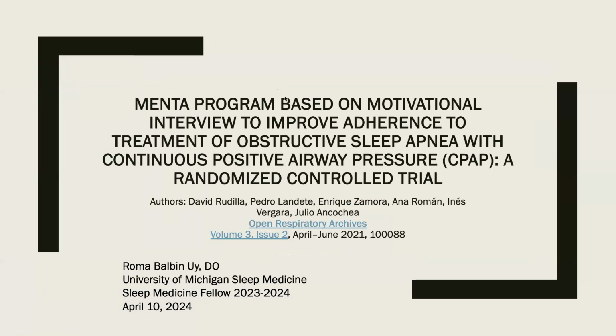So this is the article that I'm presenting. The acronym that they use is MENTA. MENTA program based on motivational interview to improve adherence to treatment of obstructive sleep apnea with CPAP. And they did a randomized control trial. I found this article in Open Respiratory Archives. This is actually from, I think, Spain. That's where they did the study, and these were the authors.